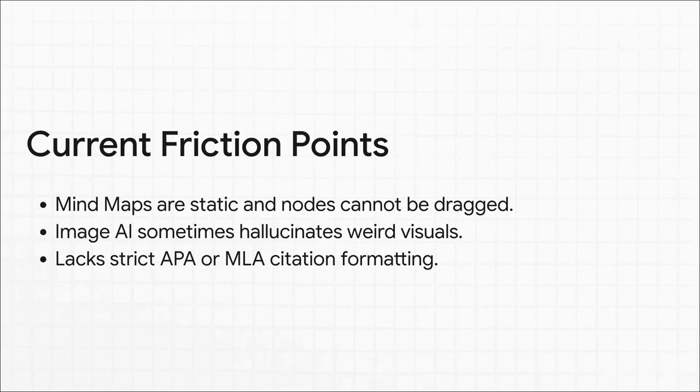So the crucial point is that you still absolutely need human oversight. The generated mind maps, great, but they are static. You cannot click and drag the nodes around to reorganize your thoughts. When generating those slide decks, the image AI sometimes hallucinates weird visuals. For example, one user noted it generated a picture of an old audio cassette tape to represent the concept of highly directed instruction. Kind of funny, but not very useful.